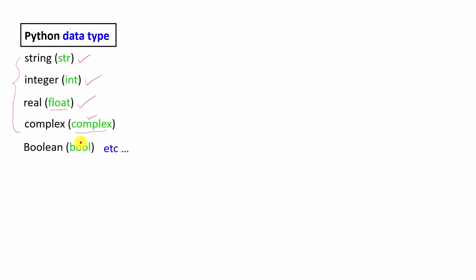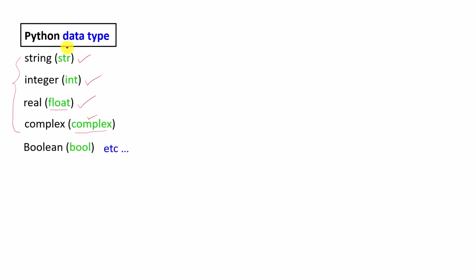Other than that, there are several other data types, for example, Boolean, which will take only true or false, 1 or 0. That is how it is. And several others, but we probably don't need them so much in scientific computing or especially in this course.